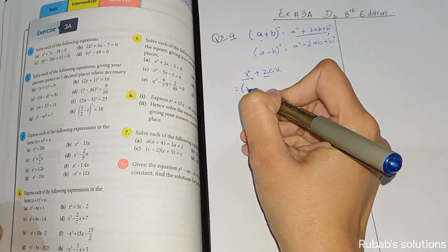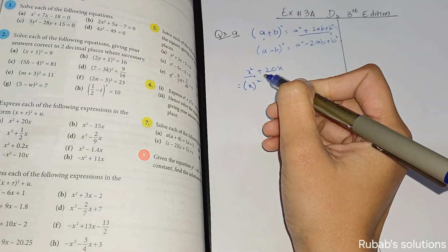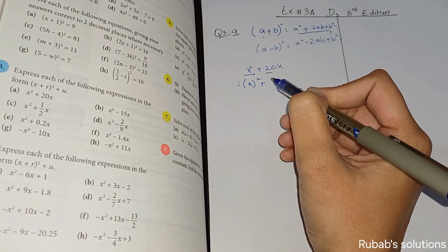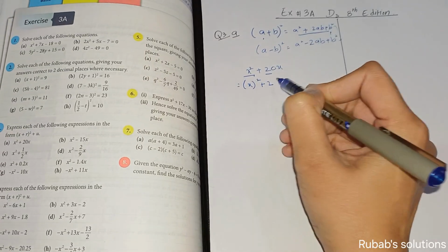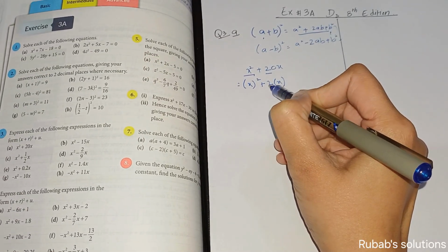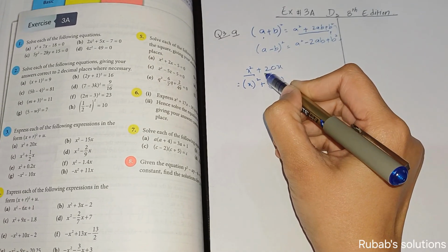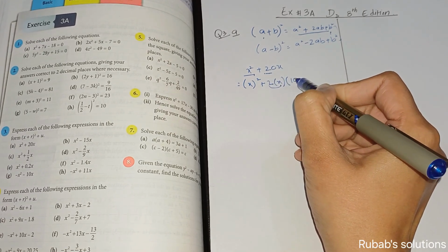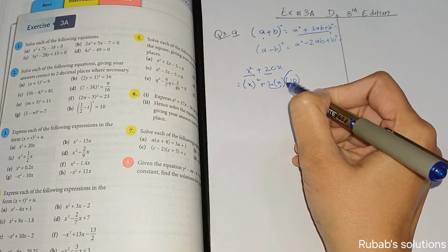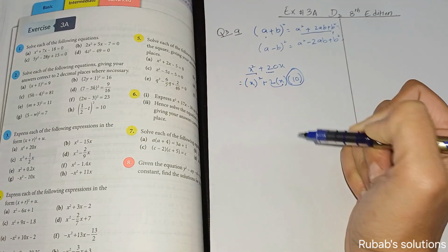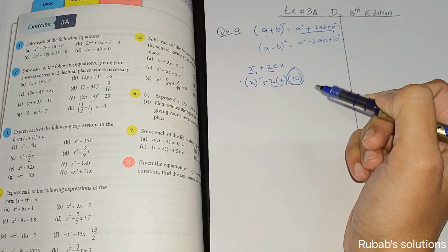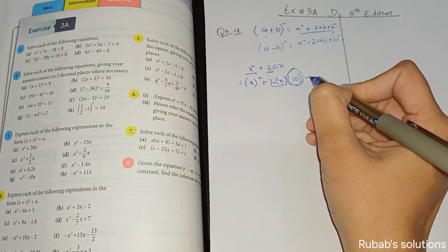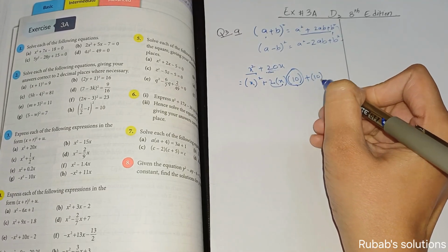This is your a square, and you know that you have 2ab in your formula. a is x, that means it will become 2x, while over here it is 20. To make it 20 you have to multiply it with the number 10. Now this number is your b, the number with which you will multiply to complete this formula. So that number is your b. So that means I will write over here 10 square.